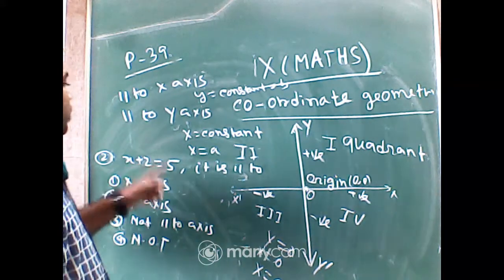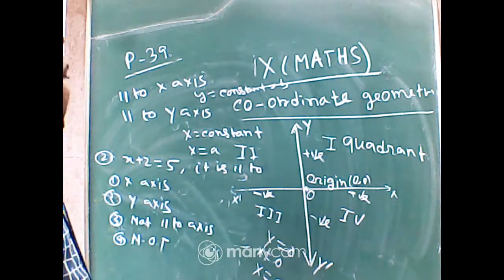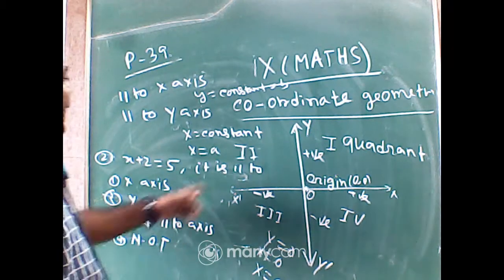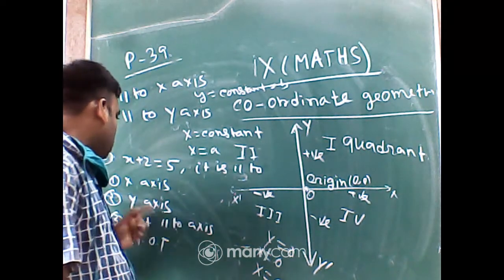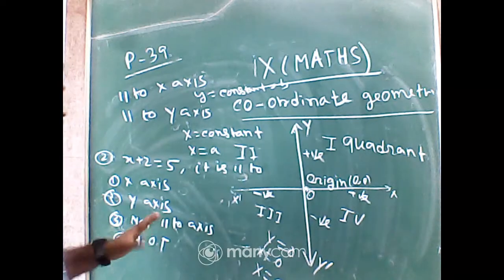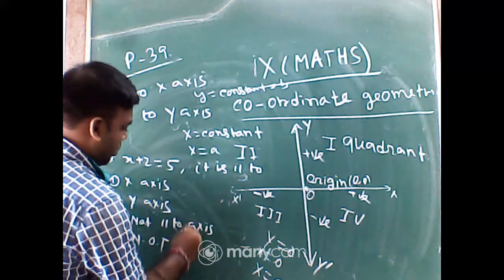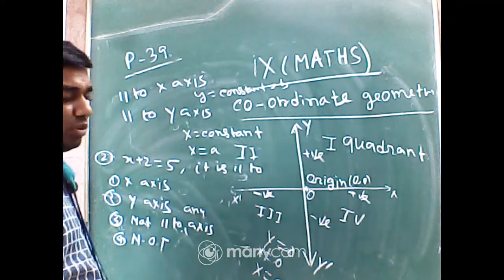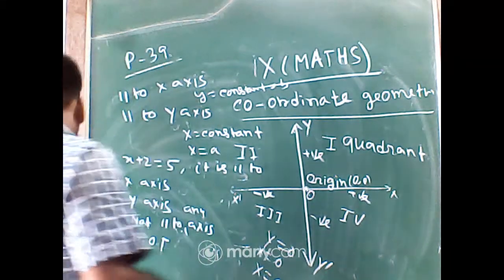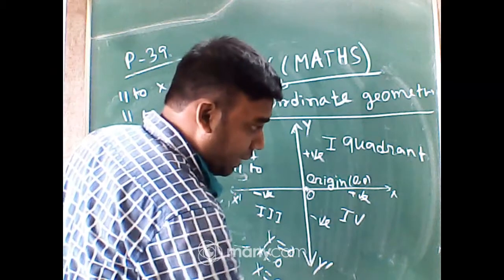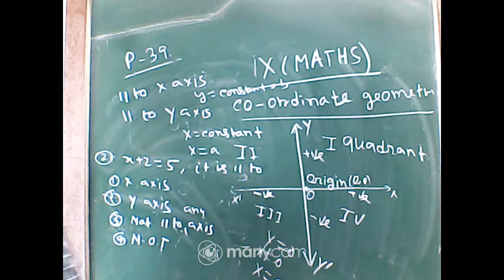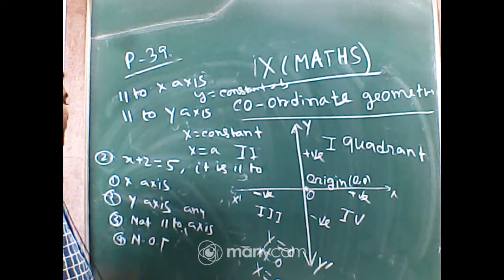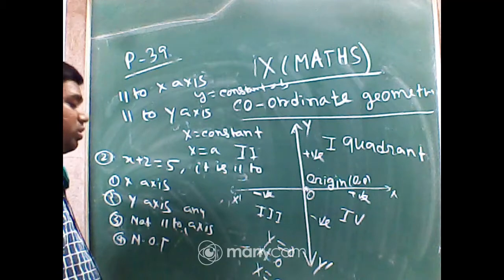X plus 2 equal to 5, an equation. Is it parallel to the x axis, the y axis, not parallel to any axis, or none of these? Which option is the correct answer? Tell me quickly.